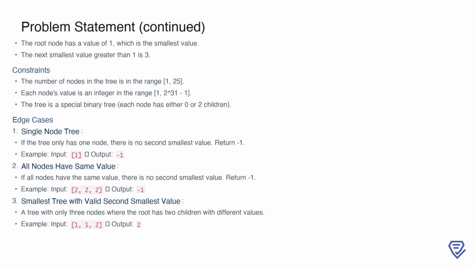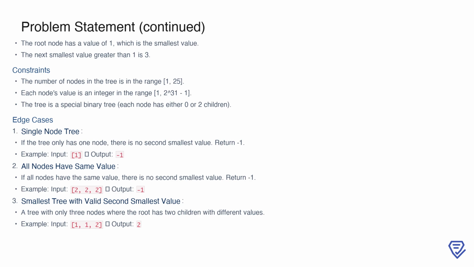To summarize, the problem has a few constraints and edge cases to consider. The tree will always have between 1 and 25 nodes, and each node's value will be an integer between 1 and 2 to the power of 31 minus 1. A key edge case is when the tree has only one node. In that situation, there is no second smallest value, so you would return -1.